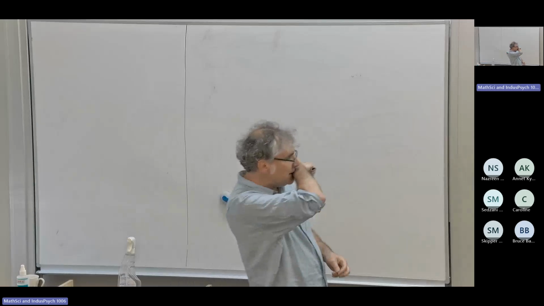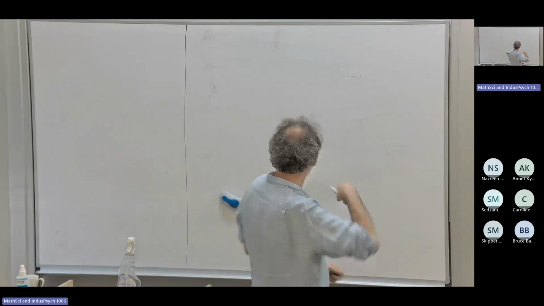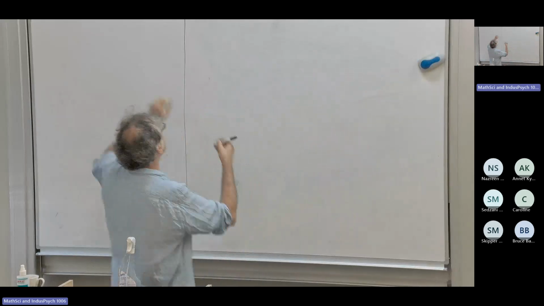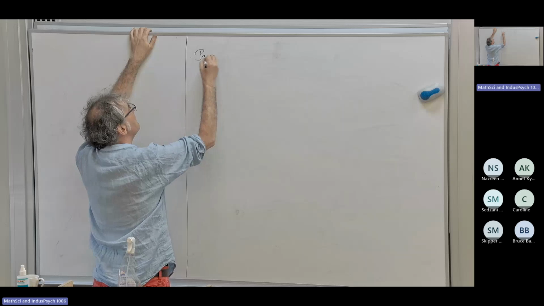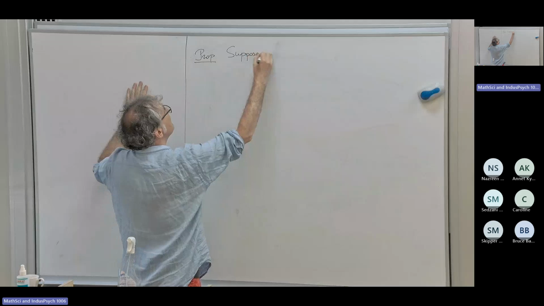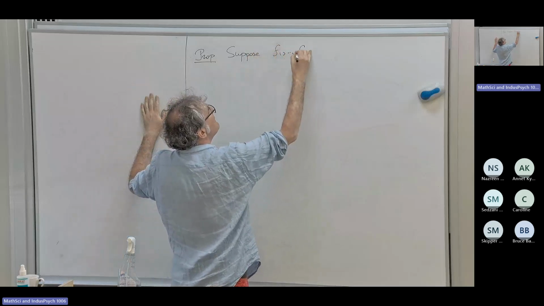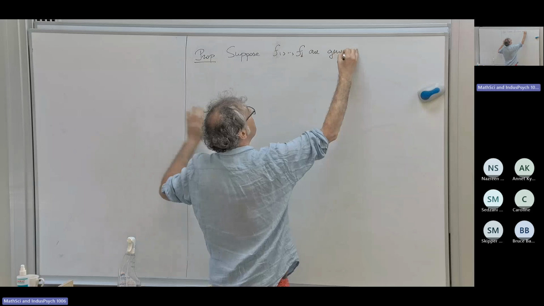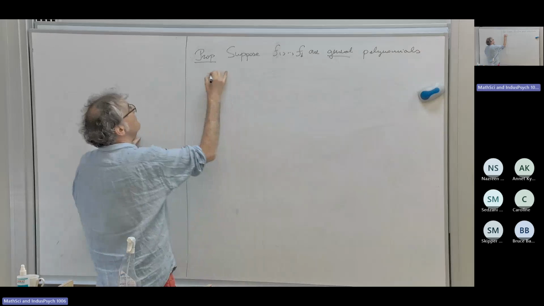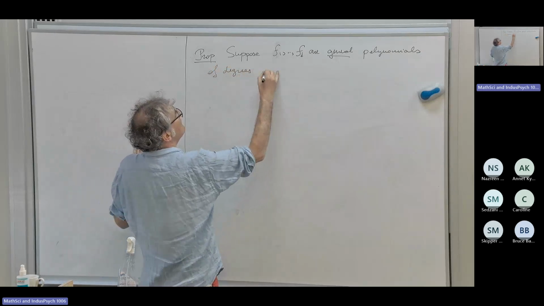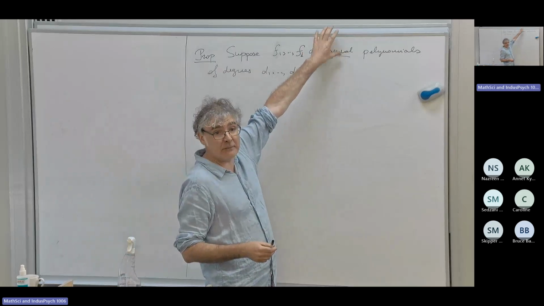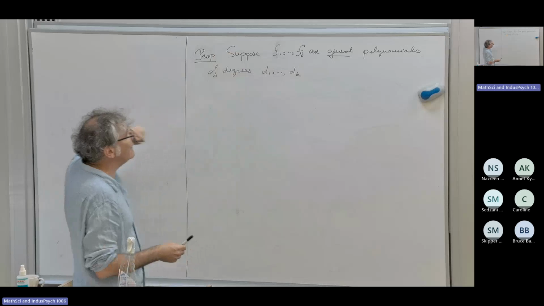Okay, let me write down a more general proposition. Again, we'll make this stronger if we have time next time. Suppose f1 up to fk are general polynomials of degrees d1 up to dk. I'll spell out next time what I mean by general. There'll be a definition of general, but for now I'll just leave it at that.